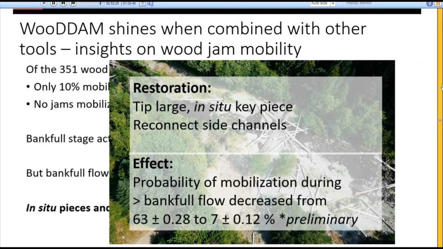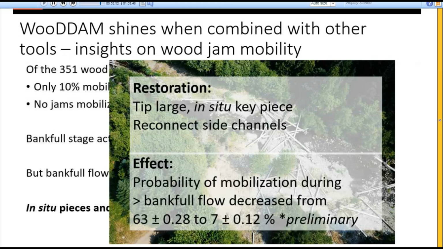The interesting thing that we can do with WooDDAM is we can actually use these machine learning models to quantify that effect. And if we do that right now, I'll note that this is very preliminary, but that specific restoration action on that jam decreased the chances of this jam mobilizing from around 63% down to 7%, given a flow above bankfull depth. So that's a pretty substantial decrease in mobilization likelihood.